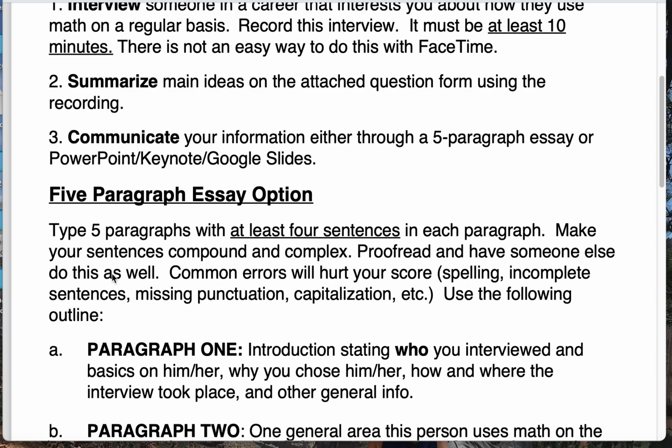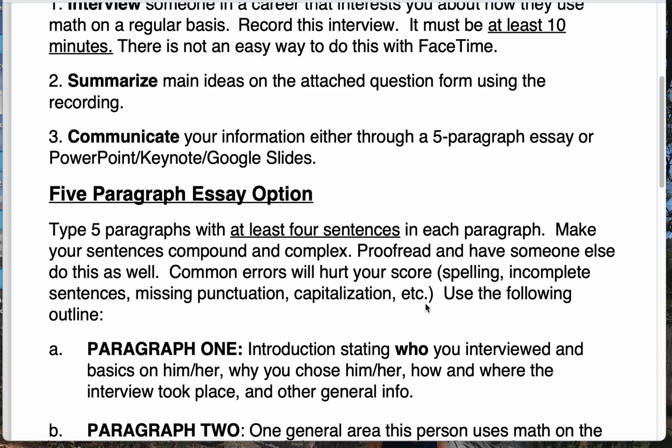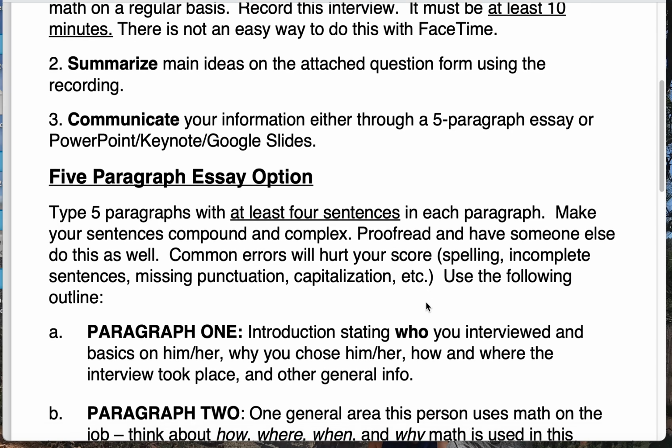Proofread, have someone else proofread as well. Common errors will hurt your score. Spelling, incomplete sentences, missing punctuation, capitalization, all that stuff. Make it look good, your final draft.